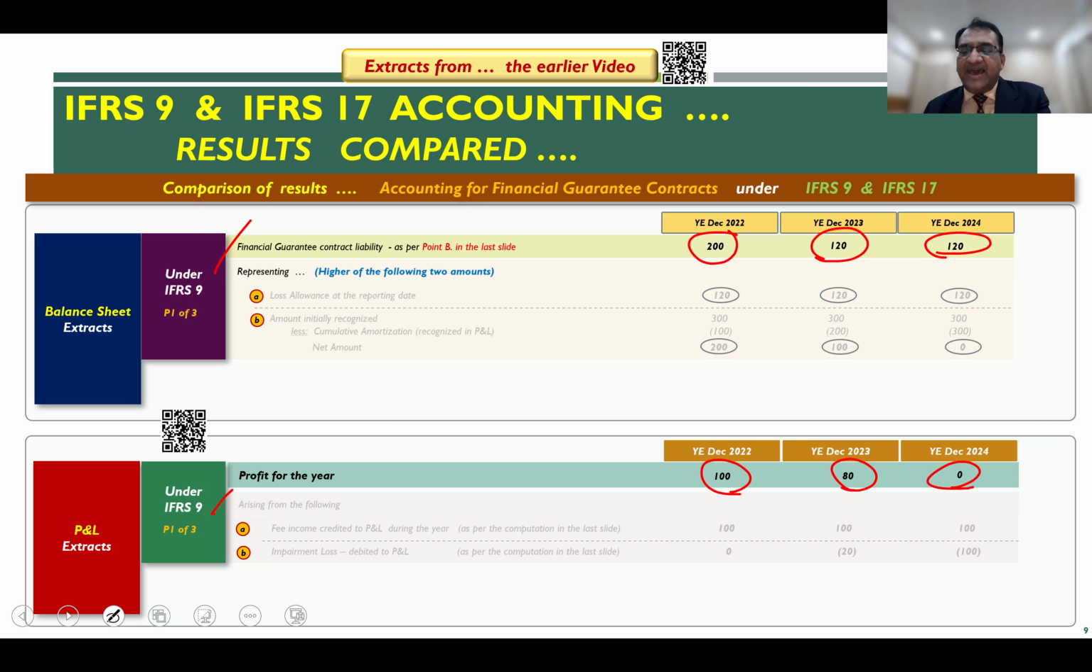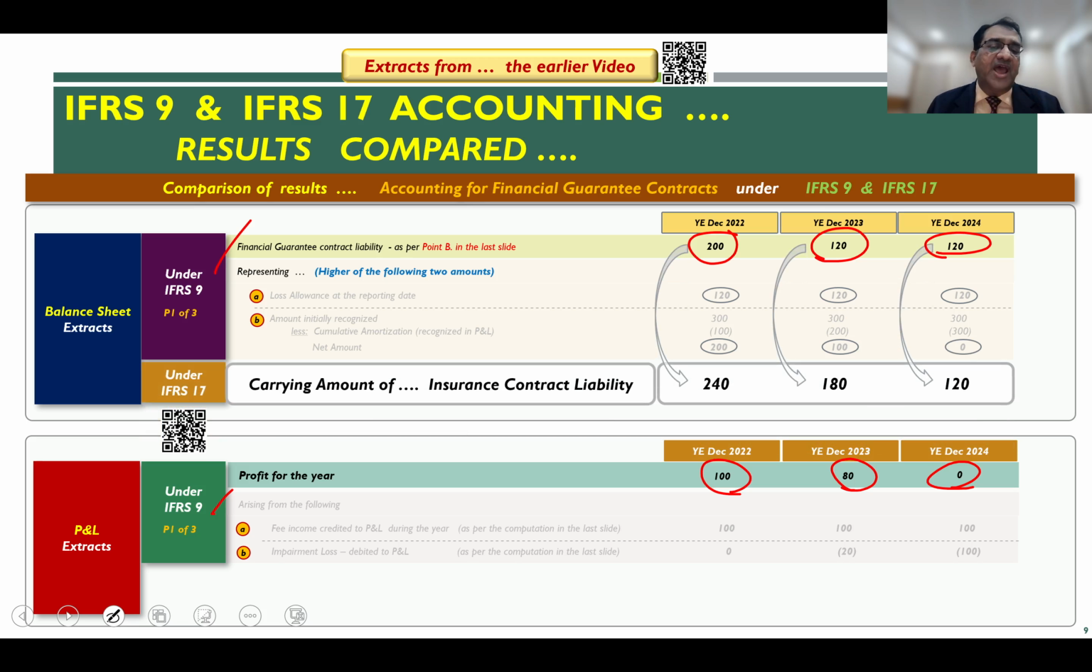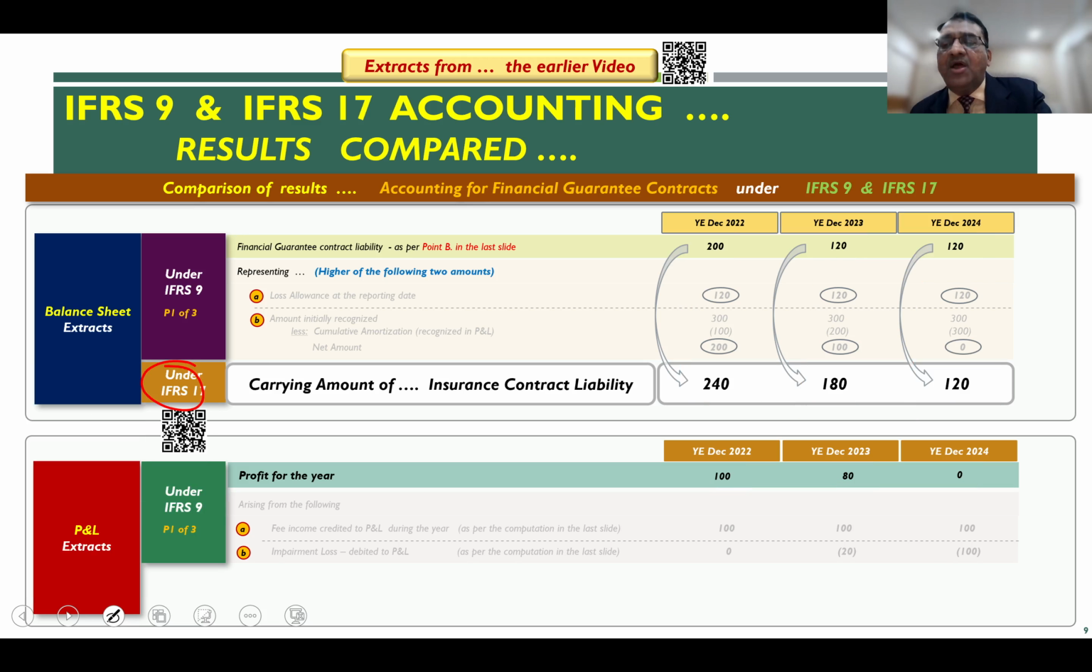Now, if you compare the last two slides, where we computed the insurance contract liability under GMM for each year as 240, 180 and 200, you can see that if you compare these two numbers, the liability is not exactly the same. The liability under the two standards, whether you account under IFRS 17 or under IFRS 9, will be different. So the pattern in which you recognize your liability, and for that matter even the P&L side, will differ.